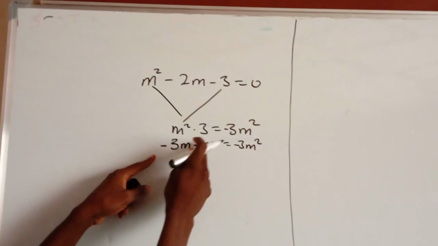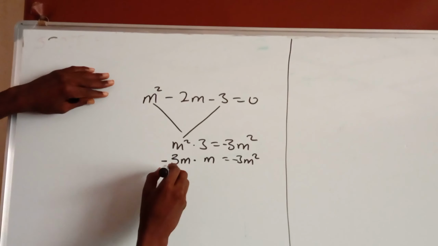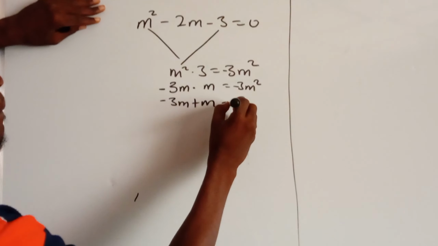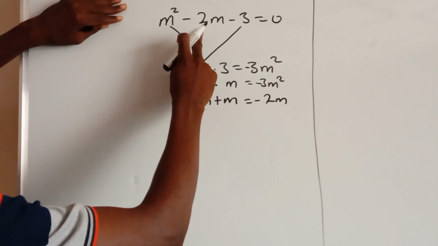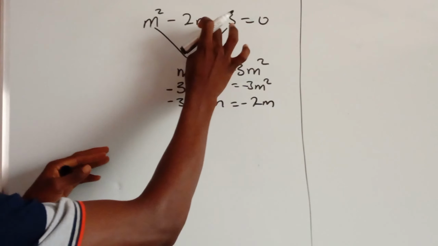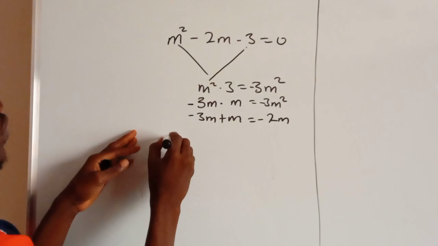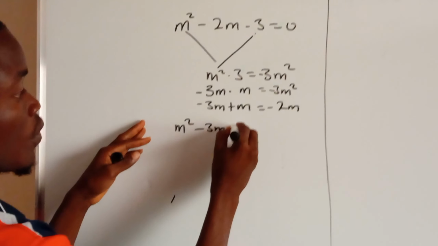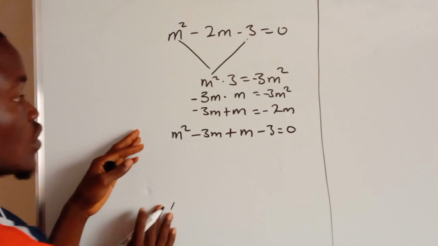So minus times plus is minus. So 3 times 1 here is 3, so m times m is m squared. So if you say minus 3m plus m is equal to minus 2m, it has given us this middle term, minus 2m. So what we need to do, we forget about this expression. So we consider m squared minus 3 equals 0. So you say m squared, you write minus 3m plus m, minus 3 equals 0, right?